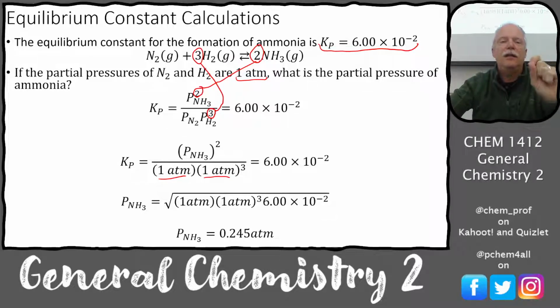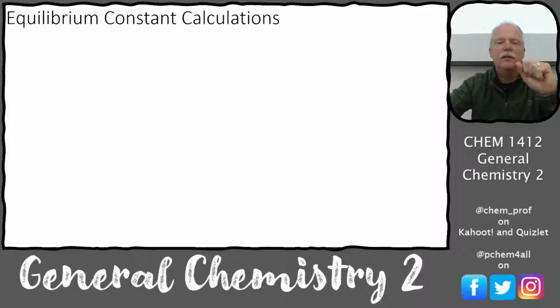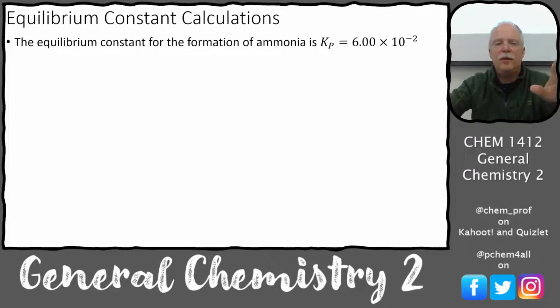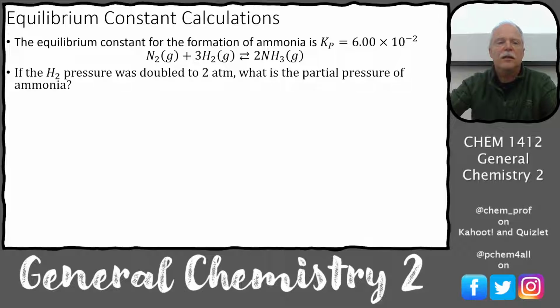So let's illustrate Le Chatelier's principle by doubling the concentration of the hydrogen. So same equilibrium constant, same reaction. If the hydrogen pressure was doubled to 2 atmospheres, what does this do to the partial pressure of ammonia? Before you even start the problem, just think about it and say, hey, we're doubling the concentration of one of the reactants, so the product ought to go up. So if you do this problem and you end up with the product being less than it was before, you know you've done something wrong.